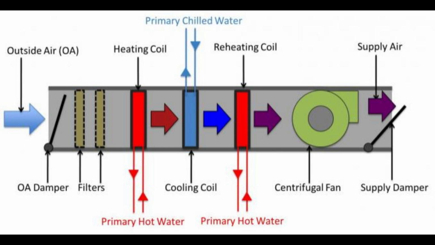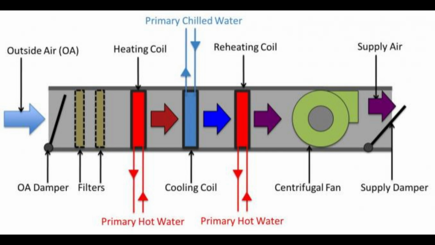Heating section. Heating coil. This coil contains primary hot water, indicated by red lines. When hot water flows through the coil, it transfers heat to the air passing over it, raising the air's temperature. This is used for heating the supply air during colder periods. Red arrow. This indicates the flow of heated air after passing through the heating coil.